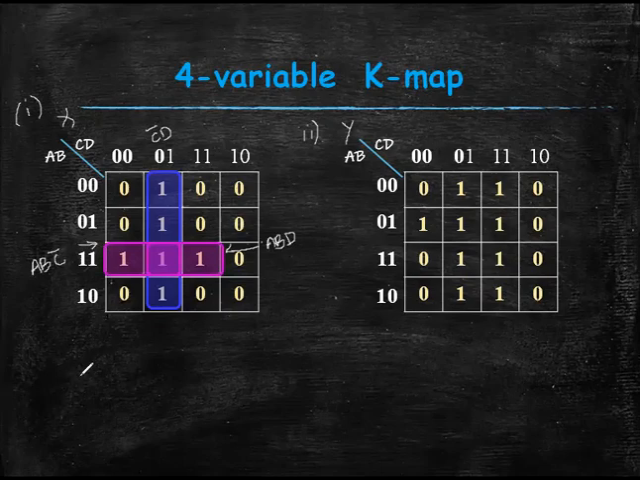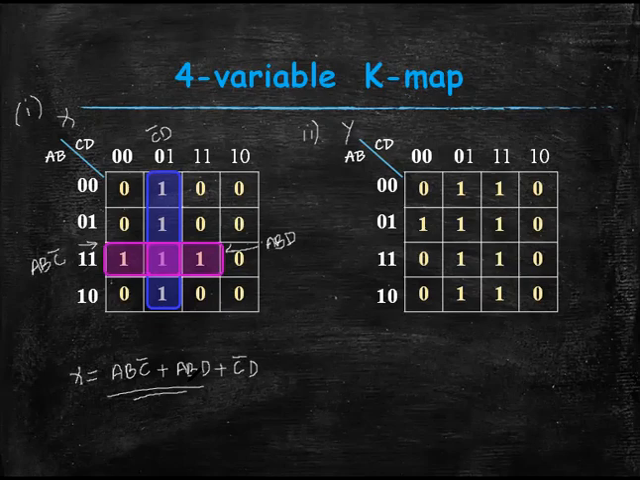Then the simplified expression for X can be written as X equals A B C bar, or A B D, or C bar D. It is the simplified expression for X.